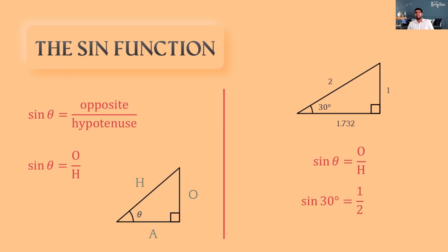Now, if I substitute, the angle is 30. So sine theta is sine 30. Opposite is 1, hypotenuse is 2, so you get half. Children, I want you all to take your calculators and type sine 30 and see what you get. You all should get half, or 0.5. If anyone gets a different answer on your calculator, please let me know.